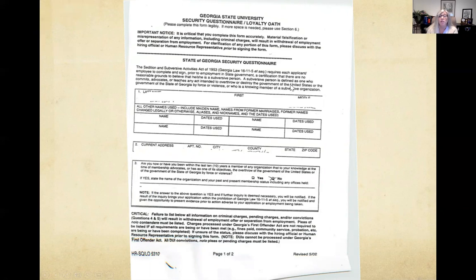A subversive person is defined as one who commits, advocates, or teaches any act intended to overthrow or destroy the government of the United States or the government of the state of Georgia by force or violence, or who is a knowing member of a subversive organization. So these were and still are conditions of employment. I'm assuming that they're still in place. So this was not too many years ago that I had to sign these.